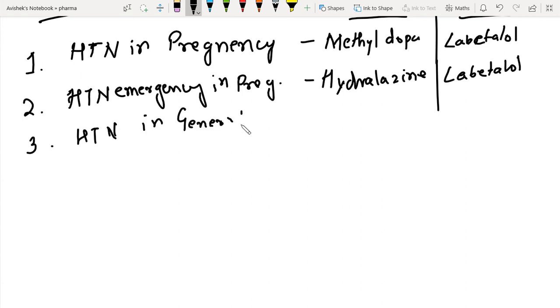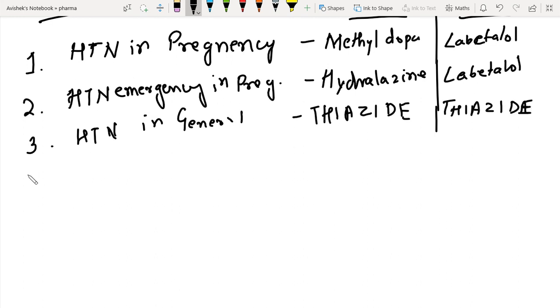Hypertensive emergency in general, use nitroprusside, which is NO, nitric oxide, and books say nicardipine. What are these? They are calcium channel blockers, dipines, dihydropyridines.